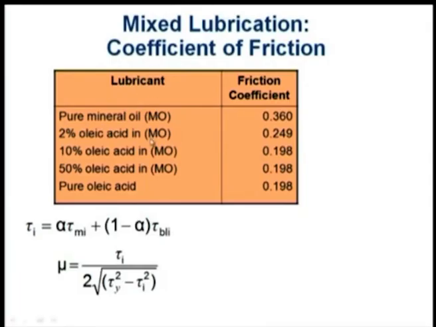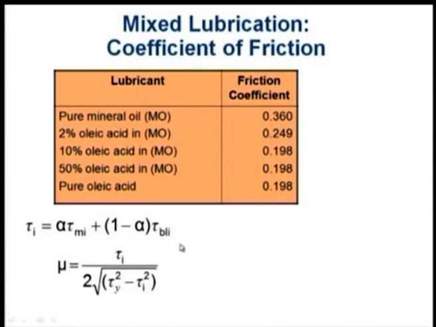So, as in this case fluid film lubrication is not the dominating factor, or elastohydrodynamic lubrication is not the dominating factor, I can think about it this way: more or less asperities will be in contact, or asperities covered with boundary additives will be in contact. So, we have used this relation: alpha tau m and 1 minus alpha tau BLI.